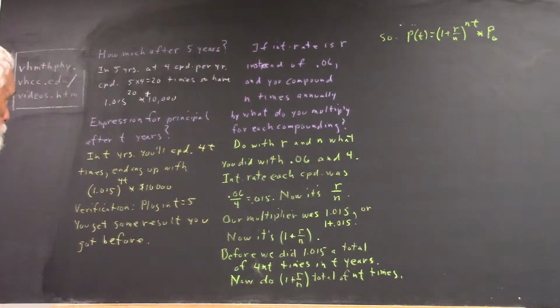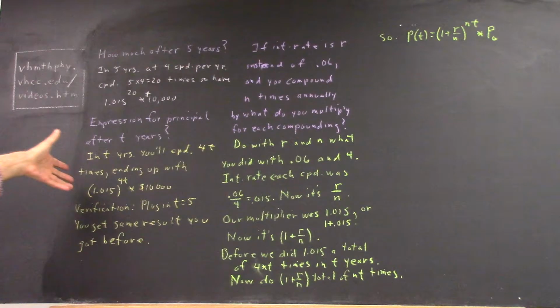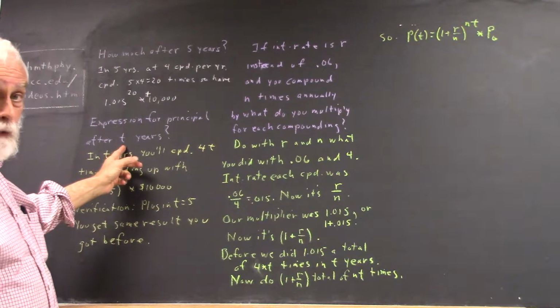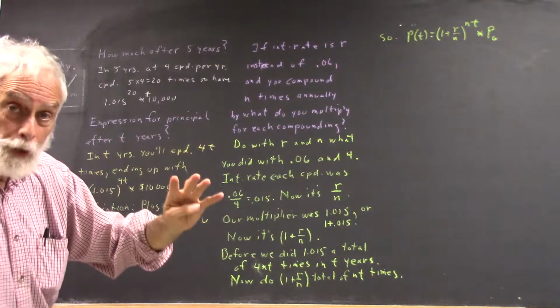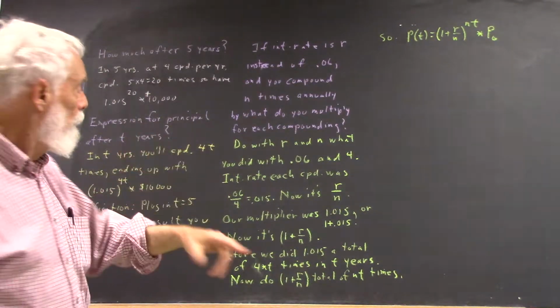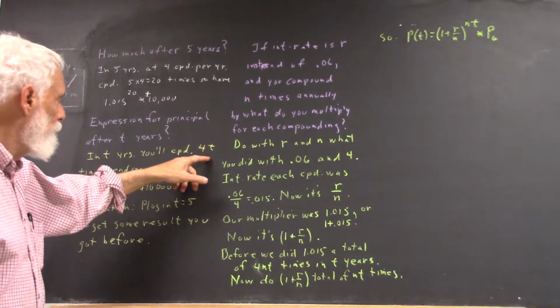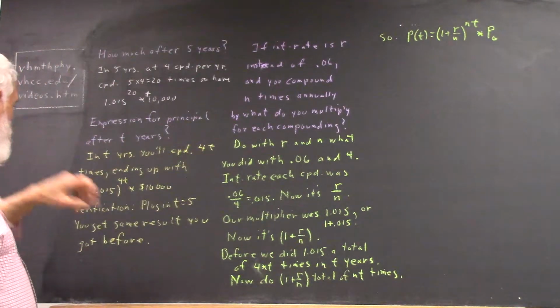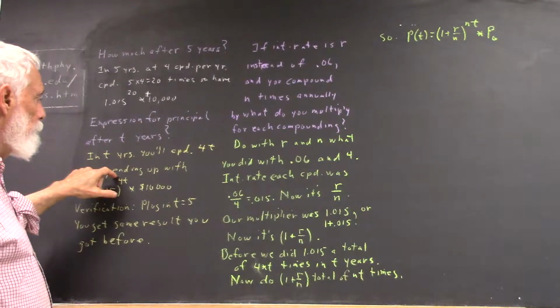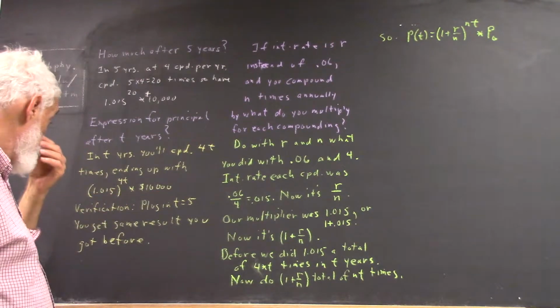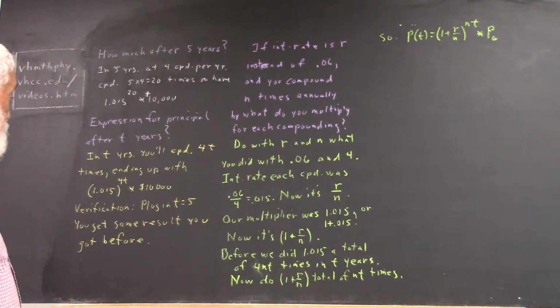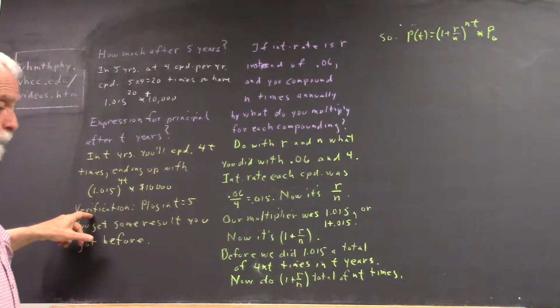So let's break it down a little bit. A lot of people wrote down the correct expression too, but how many times are you going to compound in t years? Well, you're doing it 4 times a year, so you're going to compound it 4t times. And when you do that, you see that you're going to end up with 1.015 raised to the 4t times $10,000.